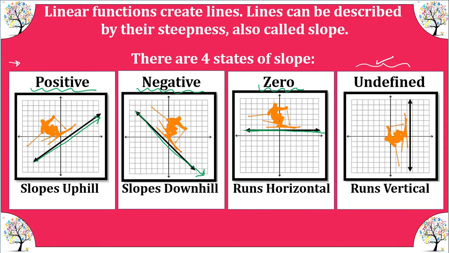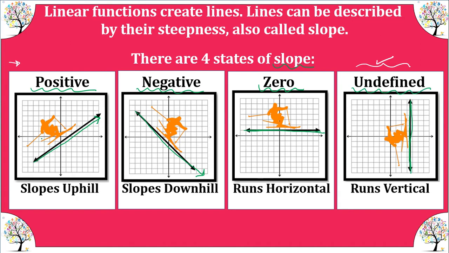And then one more time with the vertical line. As I go left to right, it is going just up and down. It's not going left or right. So this line, which is not a function, we will describe the slope as being undefined.